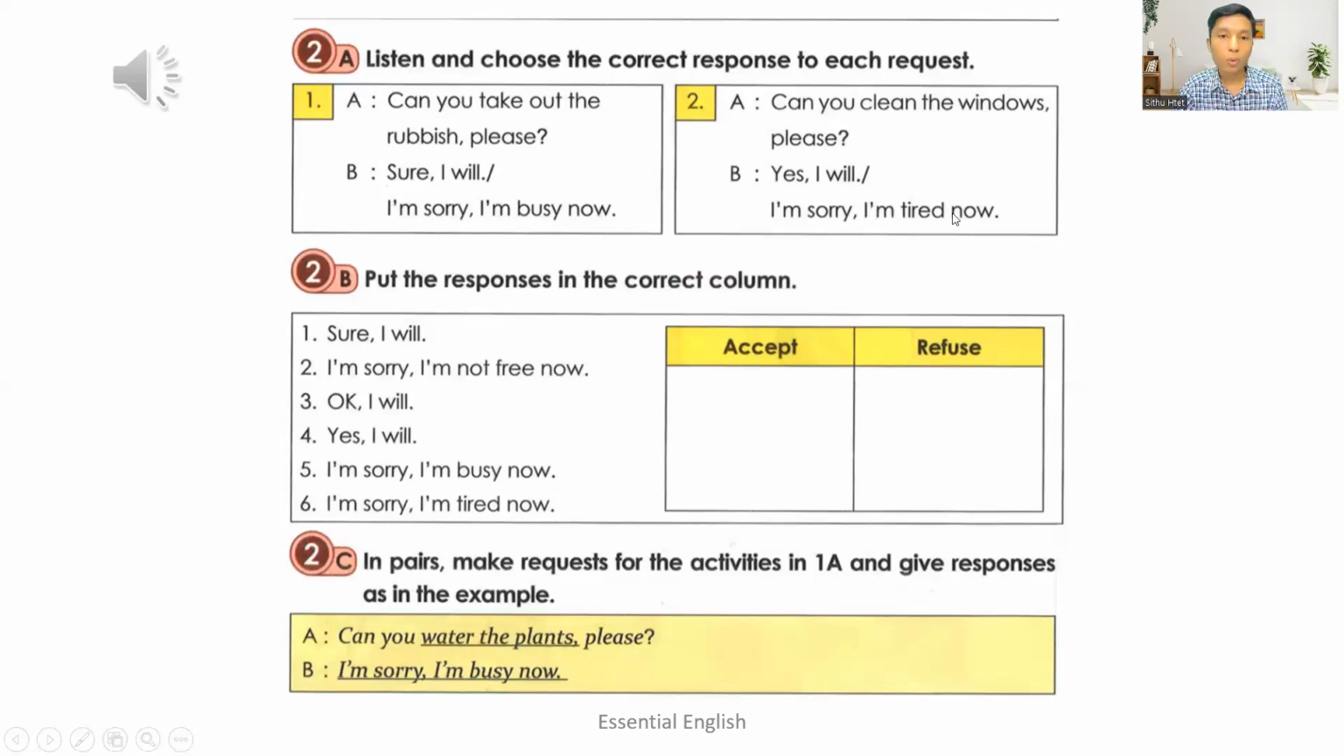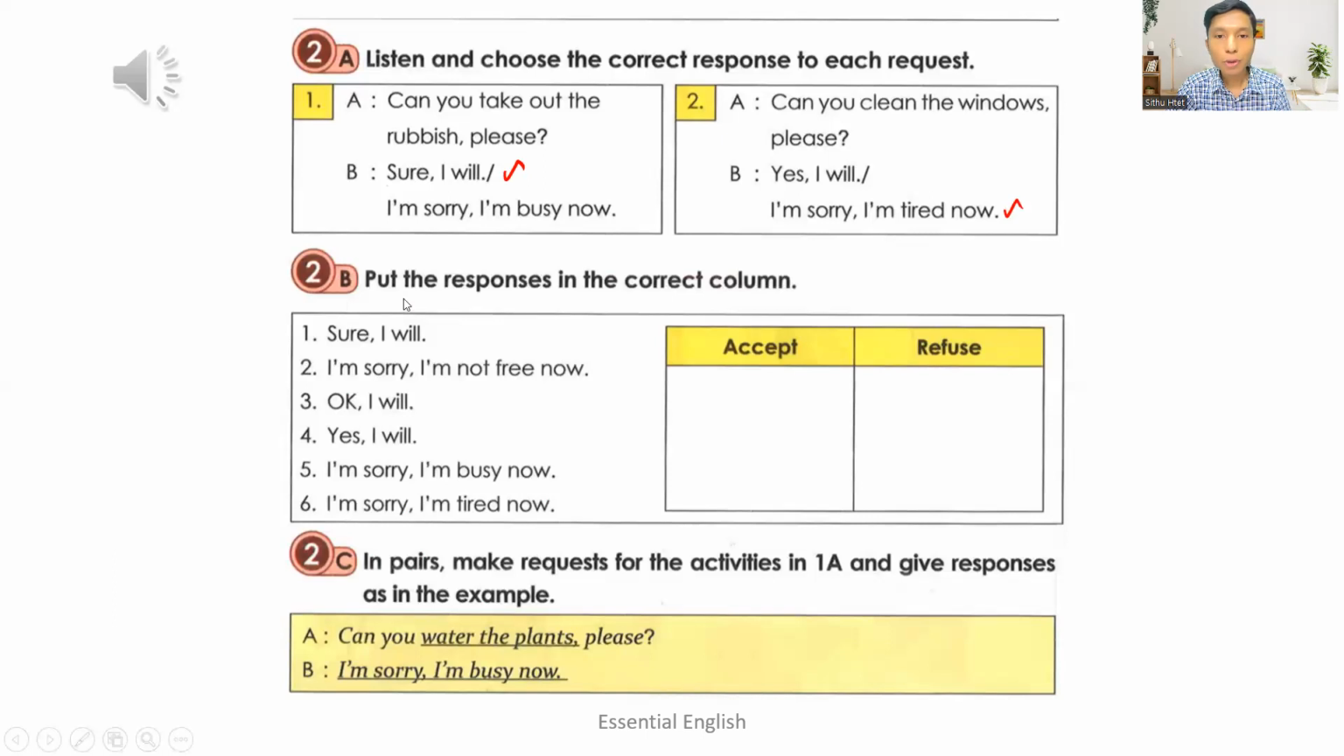Okay. So what are the correct responses? For the first request, you have to choose sure I will. This is the correct response. And for the second request, you have to say, I'm sorry, I'm tired now.